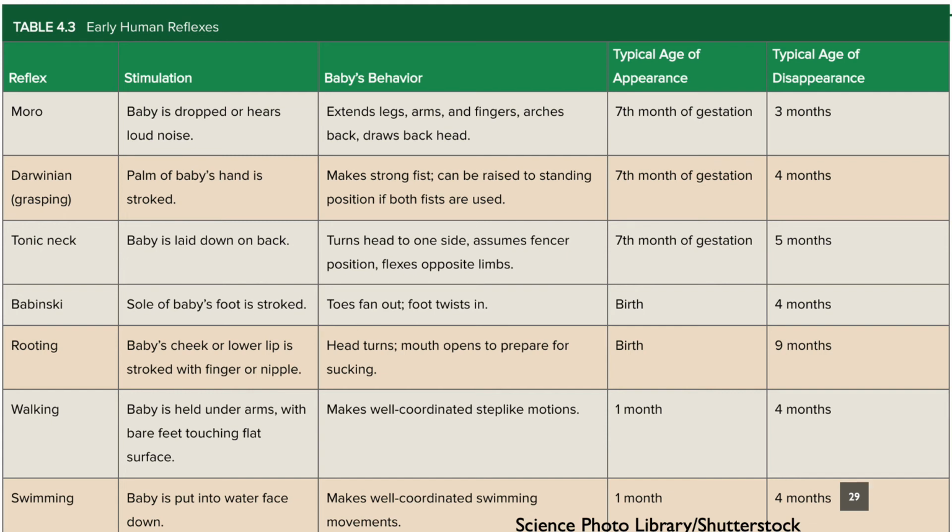You'll also see rooting, and if the baby's cheeks or lips are stroked, its head turns and its mouth opens, and this is really to prepare for sucking and for feeding. This tends to go away at about 9 months old. And one of the ones that's always interesting to new parents is swimming. If babies are put in the water face down, they make well-coordinated swimming movements. This tends to go away by about 4 months old.